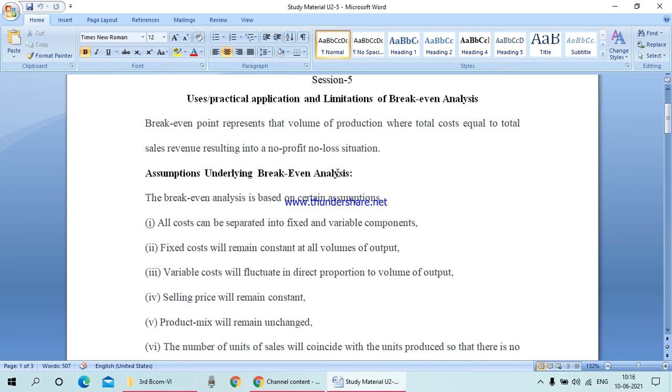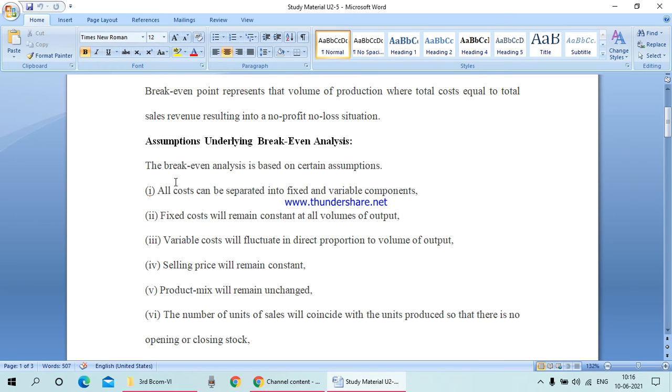And assumptions underlying break-even analysis. There are certain assumptions underlying this break-even analysis. So let us see these assumptions one by one. 1. All costs can be separated into fixed and variable components. It is assumed that under break-even analysis, it is possible to divide the costs into two categories: fixed costs and variable costs.